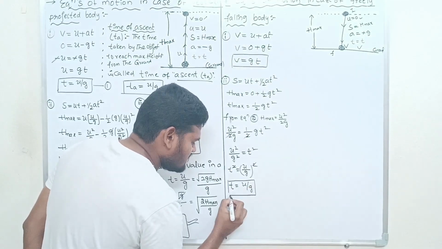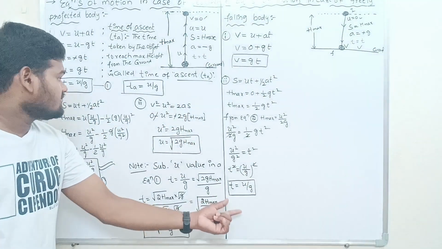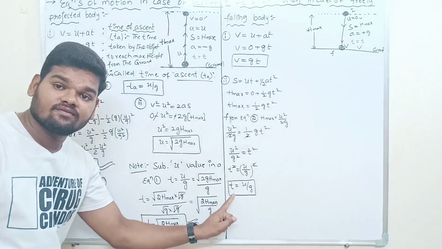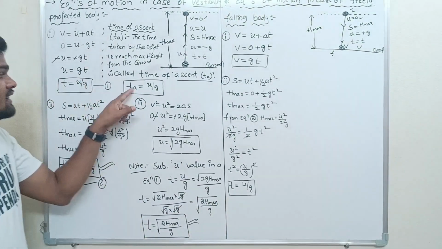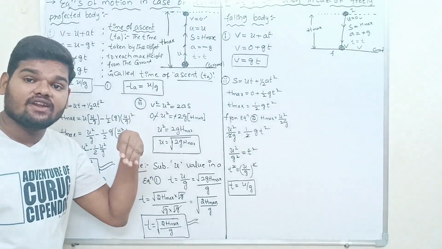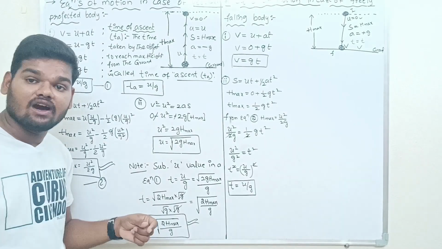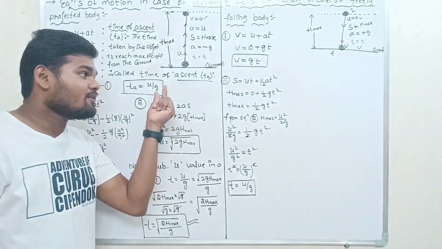So time is equal to u by g. What is the time of ascent? u by g. Now what is this time? Time of ascent means the time taken by the object to reach the maximum height from the point of projection, or from the ground, is called the time of ascent.